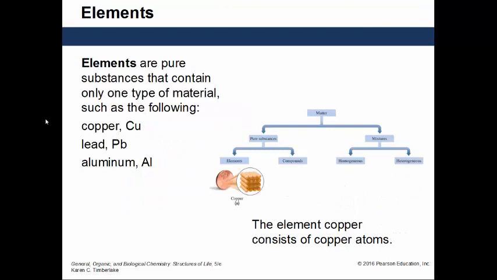Like we just mentioned, elements are a pure substance that contain only one type of material. Copper, lead, aluminum. If you have, say, in this example, a copper penny, there's no other element, no other material found in that penny other than copper. You won't find calcium, you won't find potassium, you won't find helium. All you'll find there is copper. It is a pure substance.